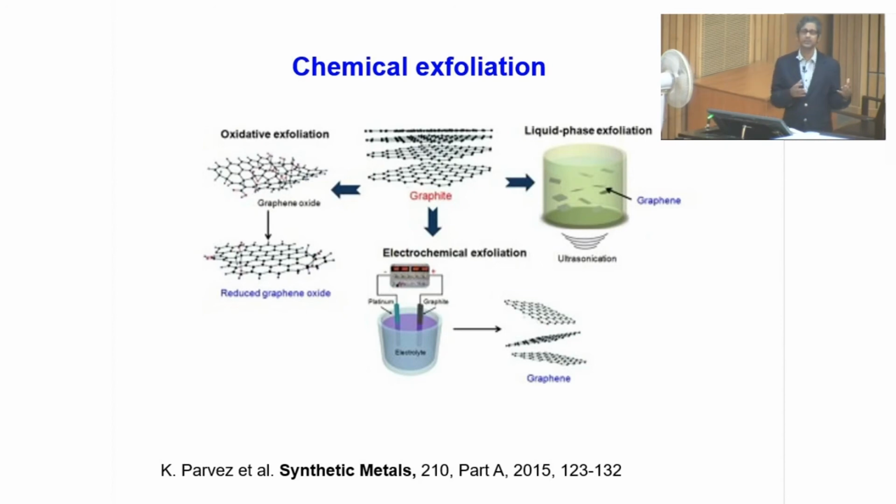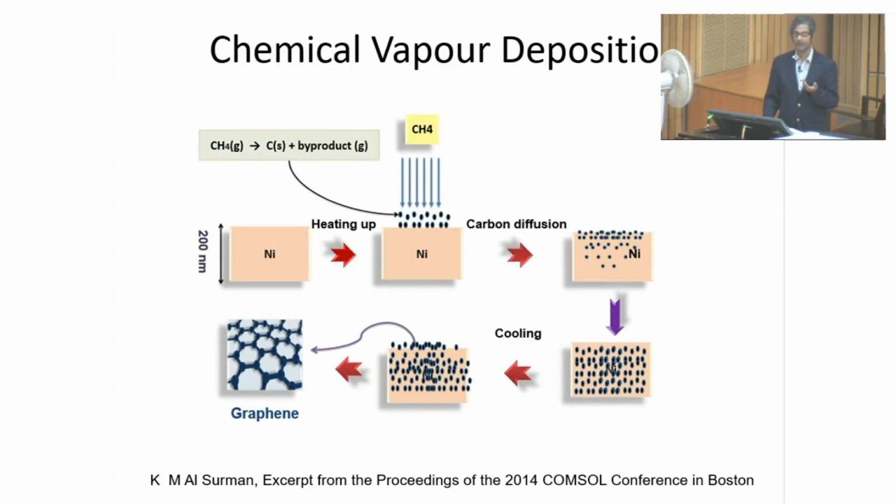Compared to the physical exfoliation technique, the chemical exfoliation technique is more versatile, and it can lead to large scale production of graphene also, which is very important for any applications.